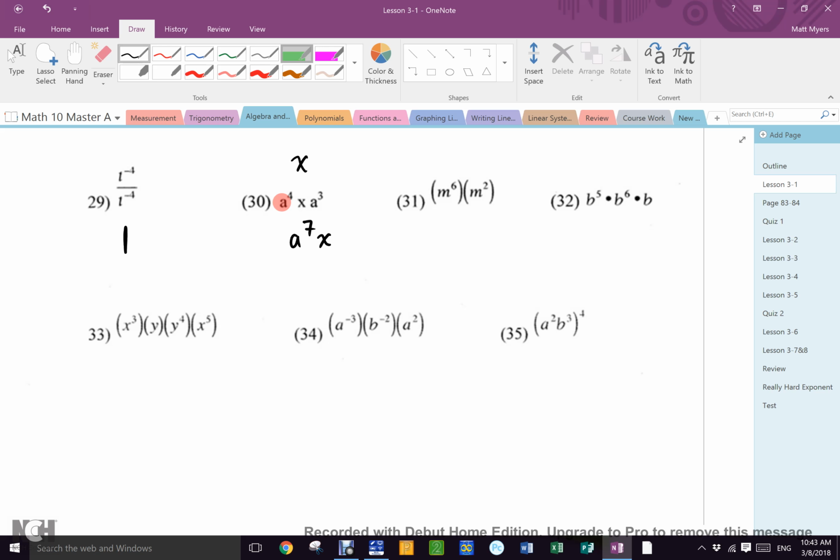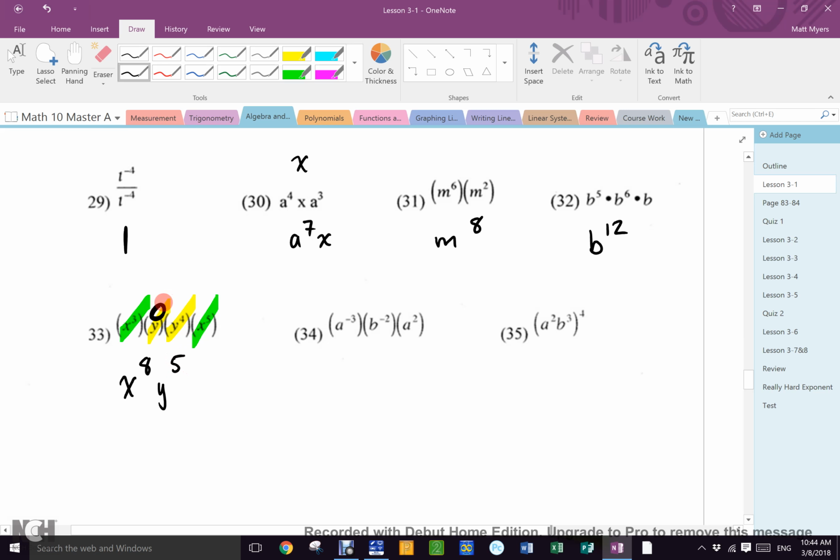Now, 33 is a little bit difficult. Why? The x's are separated. Does order matter in multiplying? Of course not. So those x's have to go together, which would be x to the 8 to the x, idiot. X to the 8th. And what is happening with the y's? So it's y to the 5th. We have to remember there's a 1 there.